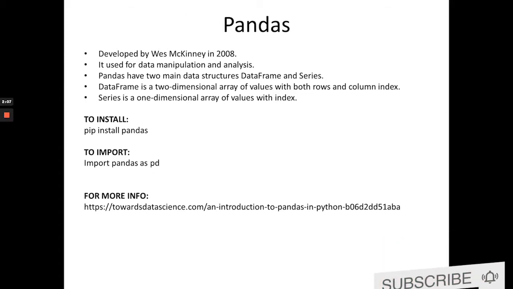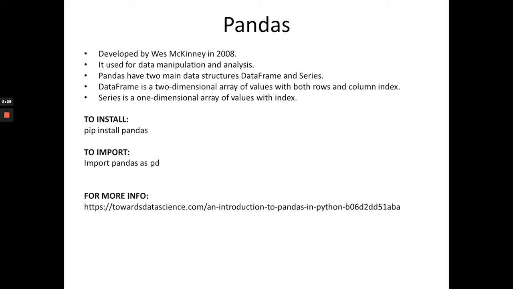In Pandas, we have two main data structures that we can explore. The first one is a data frame and the second one is a series. So what is the difference between the two? A data frame is a two-dimensional array that contains both row and column indexes, whereas a series is a one-dimensional array of values with an index.